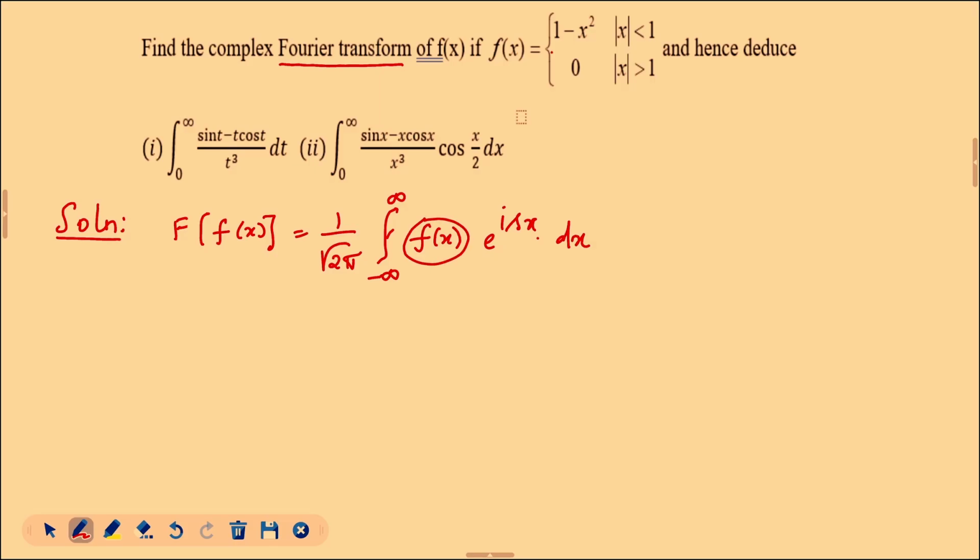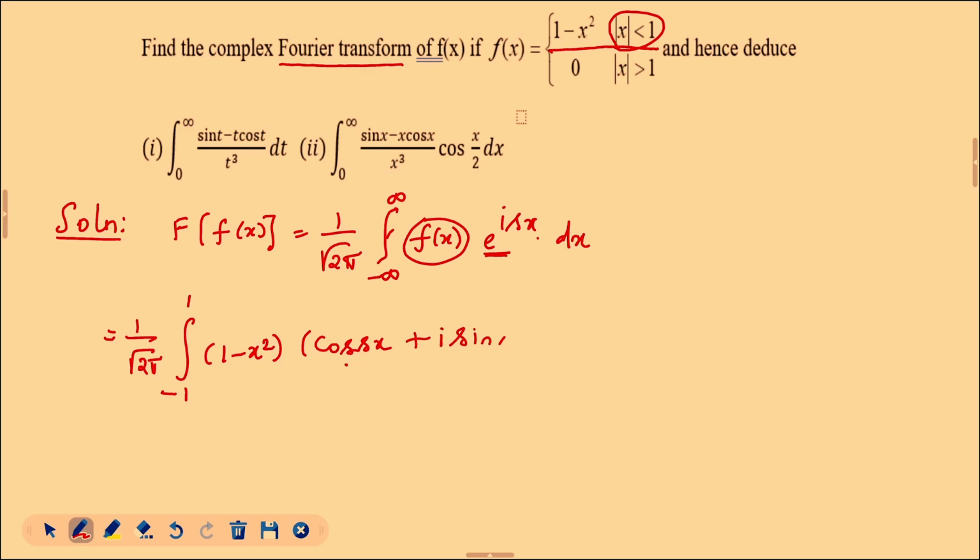f of x is given as 1 minus x squared for modulus of x less than 1, which is equal to 1 by square root of 2 pi integral of 1 minus x squared into e to the power isx. Now, let us write the limits: modulus of x less than 1 means x lying between minus 1 to plus 1. Now, let us rewrite the value of e power isx as cos sx plus i sin sx.